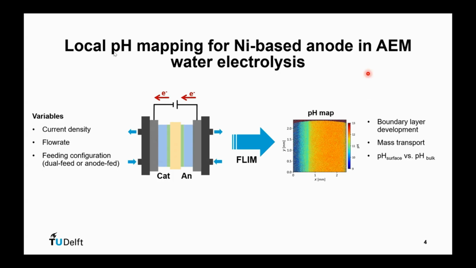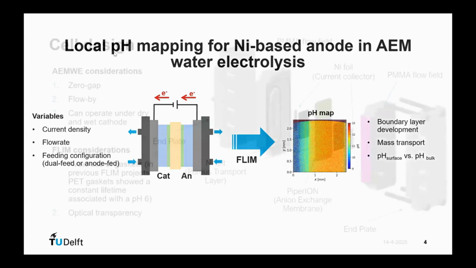For example, we can compare the pH at the surface versus the pH in the bulk, which will give us insights that will tell us whether the nickel will be stable or not in these conditions, and if the conditions are harsh for it.